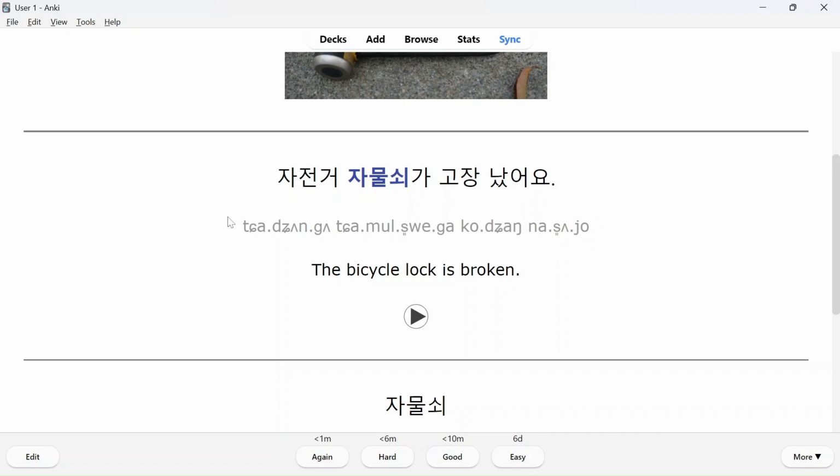And looking at it allows you to read along, and this can help you improve your pronunciation. Underneath that, we have an English translation sentence. And finally, we have audio. 자전거 자물쇠가 고장났어요. So that is the sentence area.